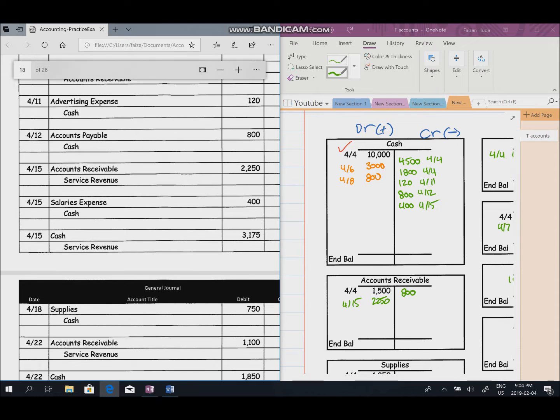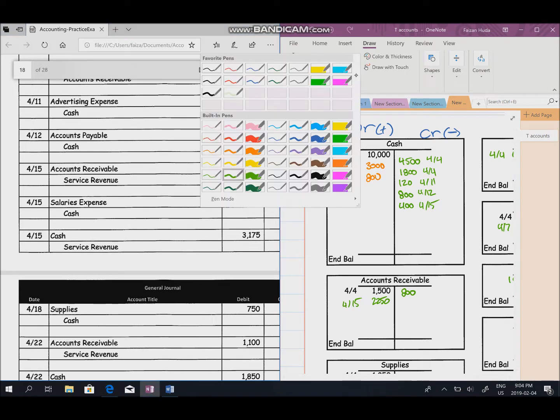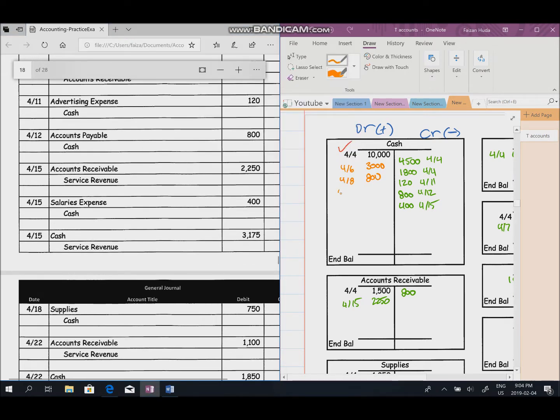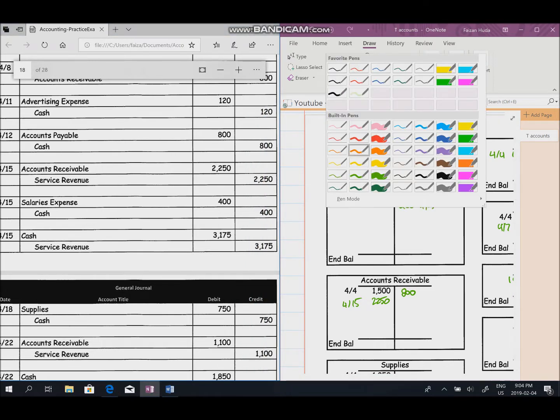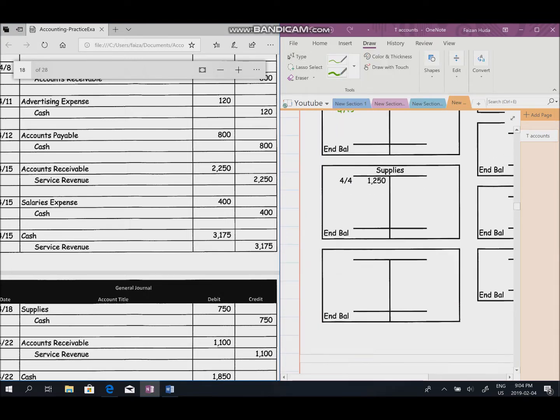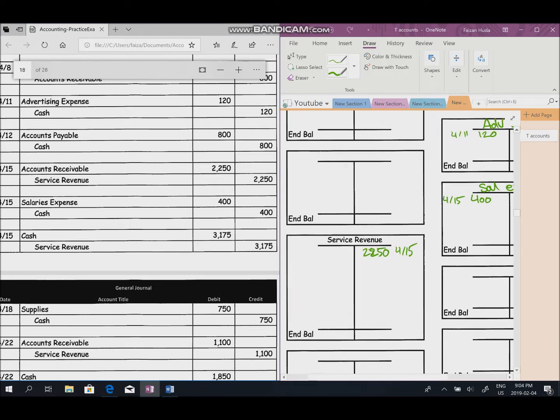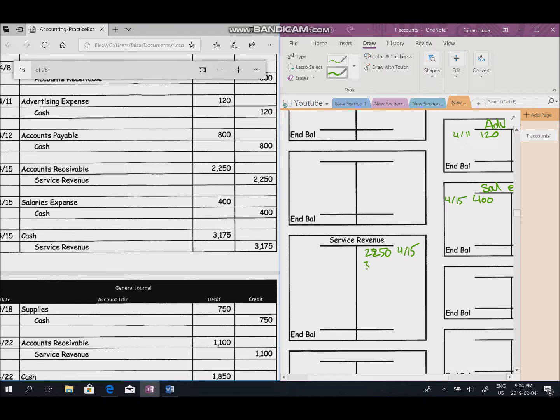Now we have our cash being debited again for $3,175 at April 15. Our service revenue is being credited at this point. So I'm just gonna credit my service revenue over here. So it's credit 3,175 at April 15 again.